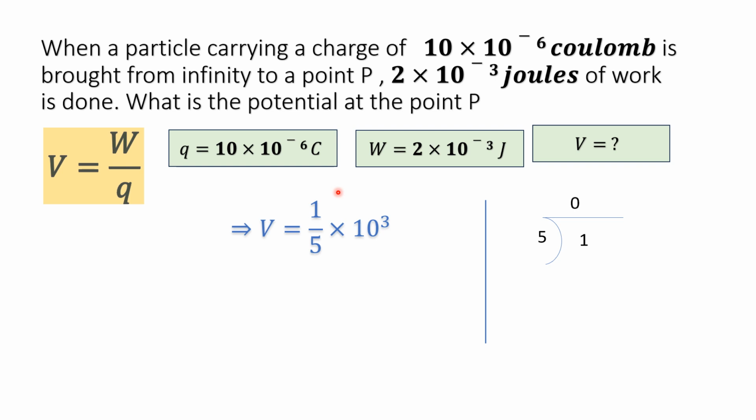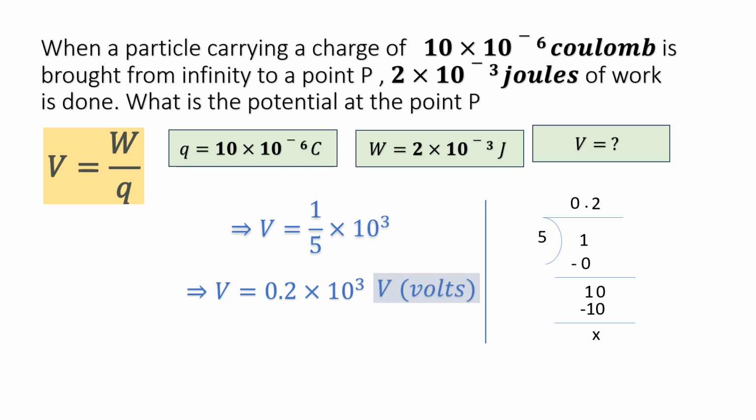Now 5 times 0 is 0. We cannot go higher than that, because even 5 times 1 is 5, that is greater than 1. So after that we can write 1 here, and now it will go no more. So we will take a decimal point here, and we can take another 0 beside 1 for that. So 5 times 2 is 10, and it ends here. Okay, so what is the answer? Now instead of 1 by 5 we can write 0.2. 0.2 into 10 to the power 3, that is our answer.